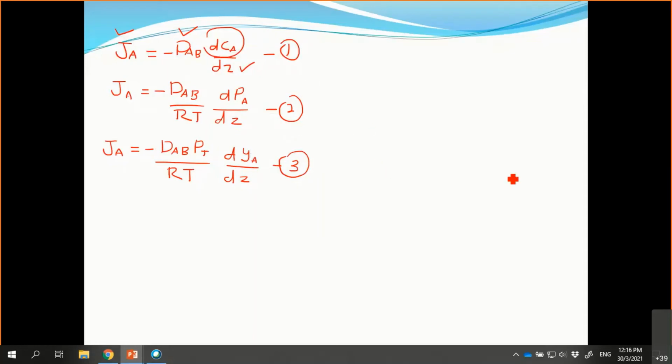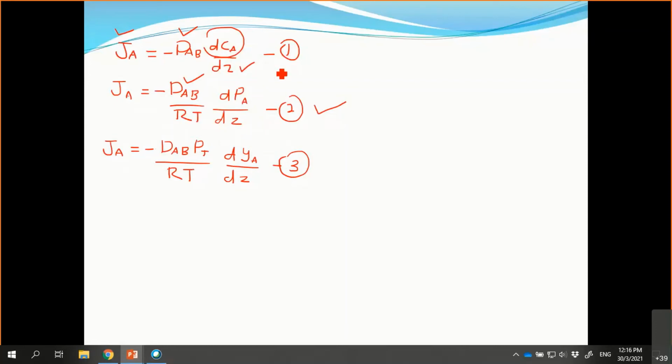Now, if you ask me, the easiest equation that I think I want to use is this one. Why? Because I already know the value of DAB. I already know the value of R, it was already given in the question. I already know the value of T, the temperature of the system or the pipe. And I already know two pressure values at 0.1 and 0.2. So I can find the difference in pressure, and I already know the distance between 0.1 and 0.2. So I can just use this equation.